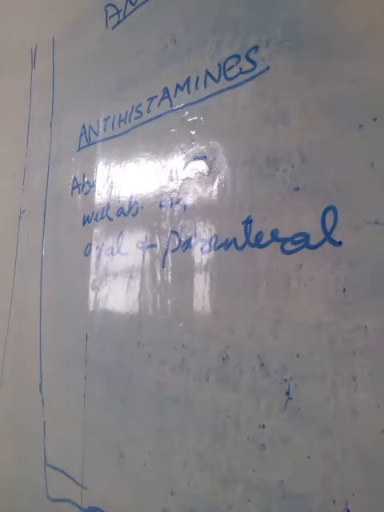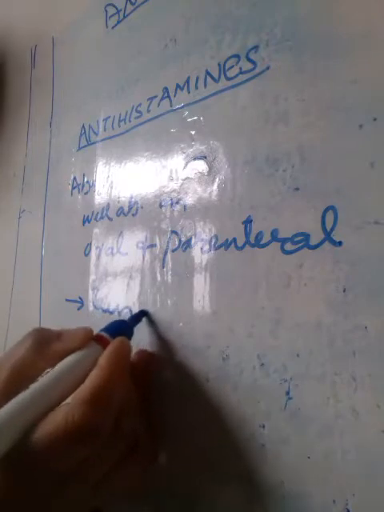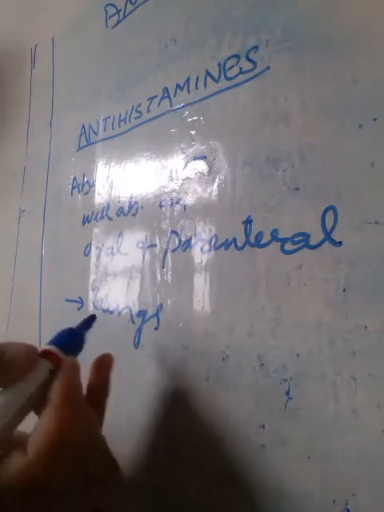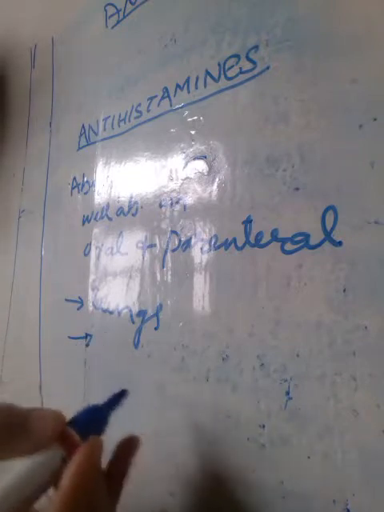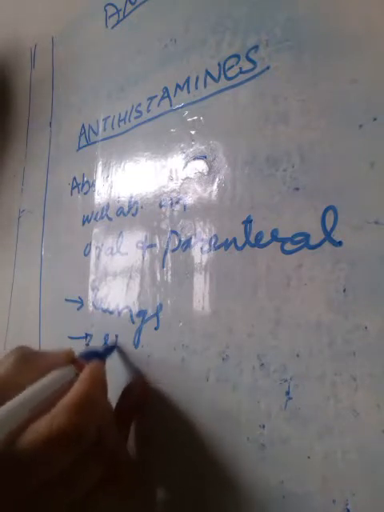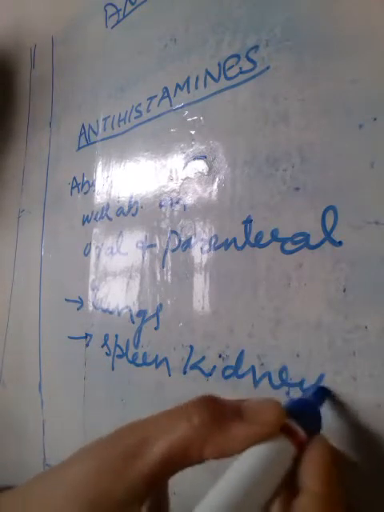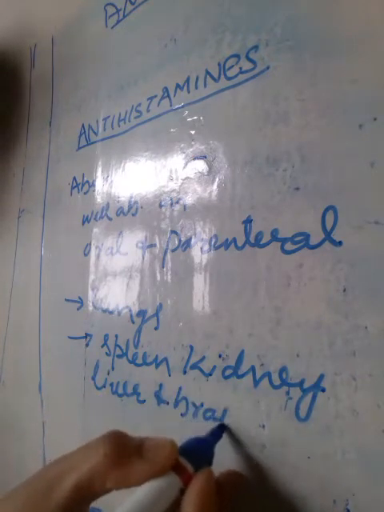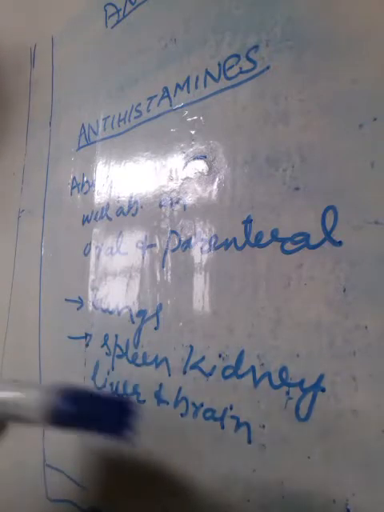These are distributed in various body parts, like the lungs. It has been observed that the maximum concentration of antihistamines is present in the lungs. Besides lungs, they also get distributed in organs like spleen, kidney, liver, and brain. So maximum concentration is found in lungs.